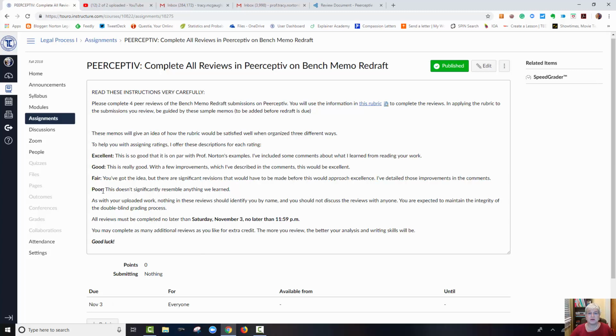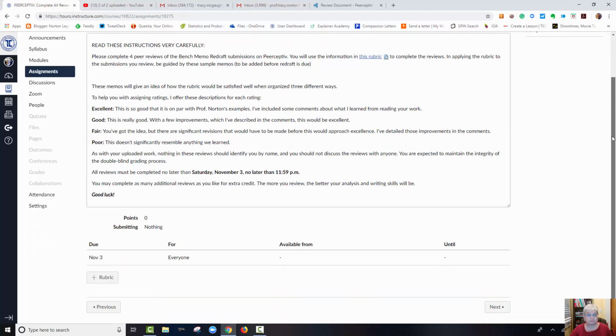give nice, good, fair feedback. It doesn't help the student you're reviewing if you give them 7s across the board, and it certainly doesn't help you to give them 7s across the board. So obviously you don't want to be nasty about it. You don't want to be overly critical, but being overly generous doesn't really serve a purpose here.